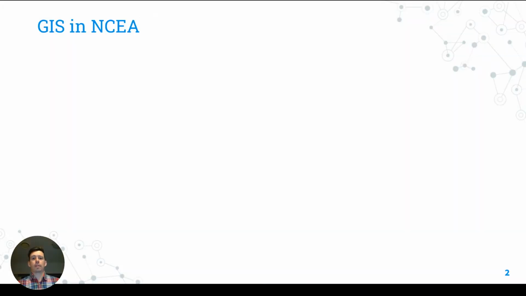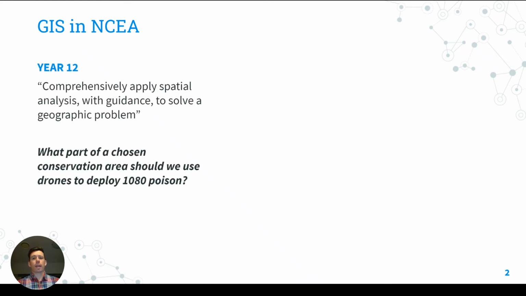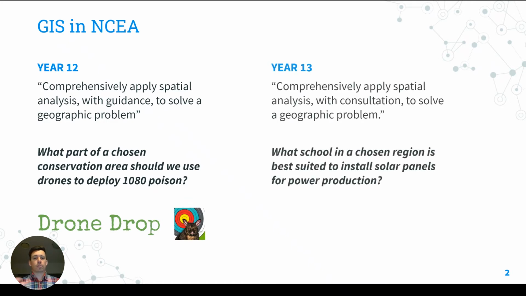So a little bit of background about how GIS fits into NCEA. We have a standard and assessment called spatial analysis, which at year 12 requires the students to comprehensively apply spatial analysis with guidance. And the problem that I posed to them was what part of a chosen conservation area they could choose around New Zealand should we use drones to deploy 1080 poison. And this context I've called drone drop, and it was an assessment for them.